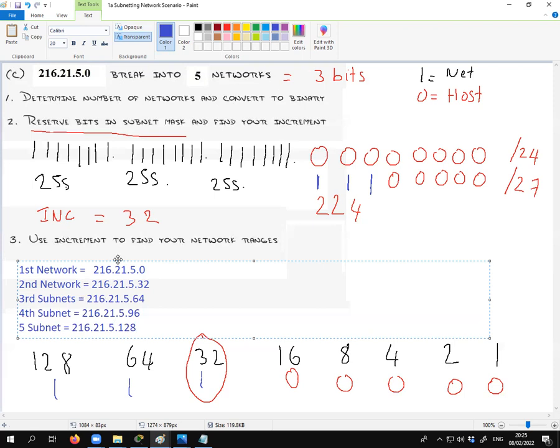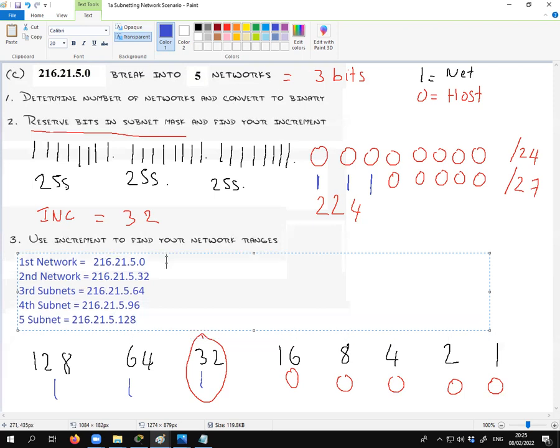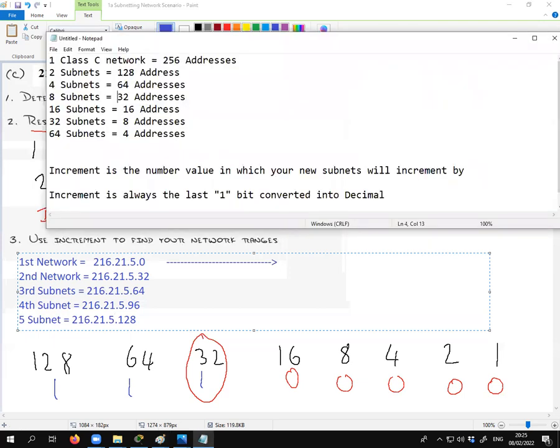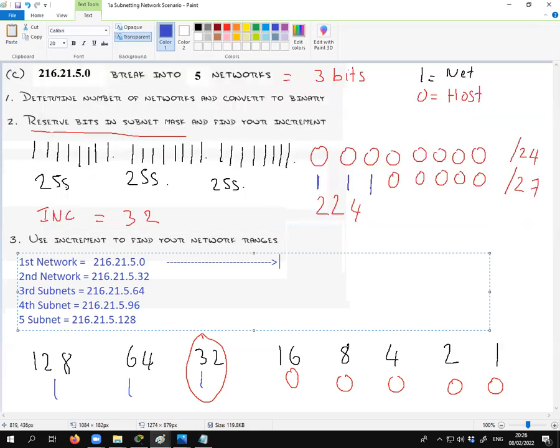Now, what's the very last address in the first network? Remember, there are only 32 addresses in each network. We said that. And you can't have an address in the first subnet and in the second subnet as well. They have to be unique. So I see what you're doing there, Richie, but it's the very last address, not the last usable host. So it'll go as far as 216.21.5.31.